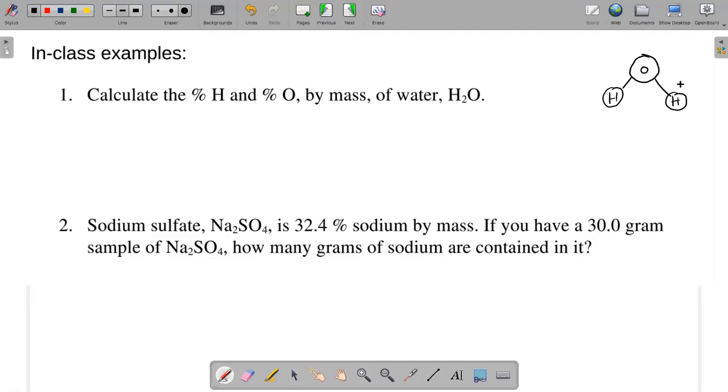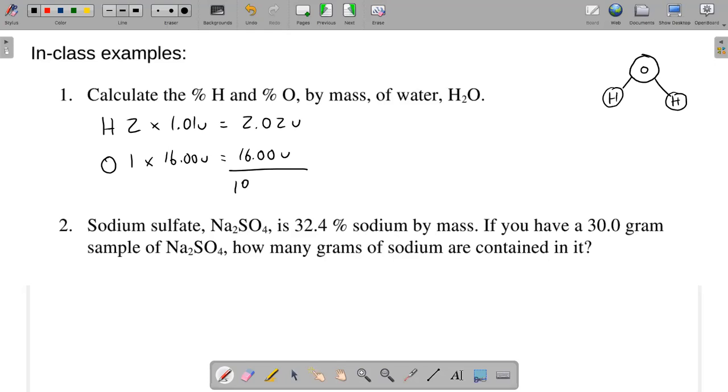But when you calculate the formula mass, the first step here is to figure out the formula mass for water. If I write the things that exist in the compound, there's 2 hydrogens and 1 oxygen. Hydrogen has a mass of 1.01. So the 2 of those together are 2.02 U. The oxygen, 16.00. And that comes out to be a total of 18.02 U.